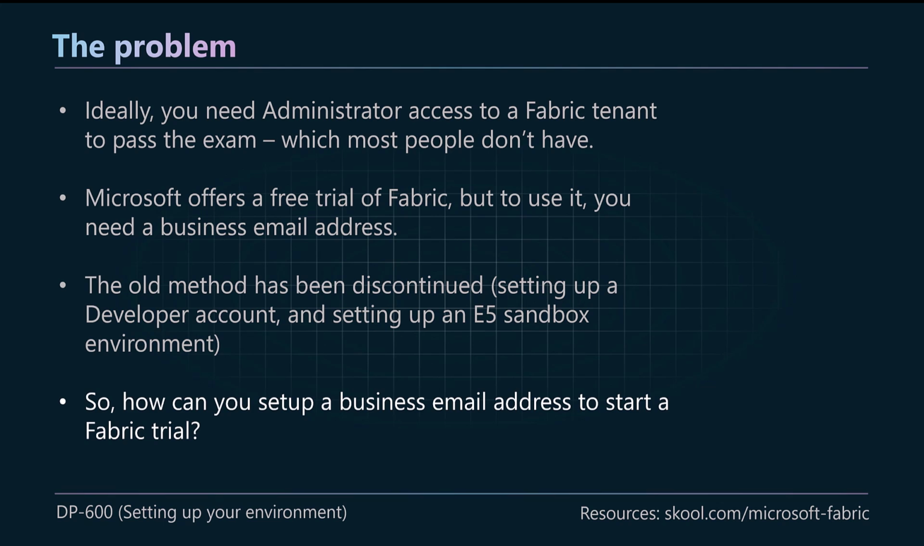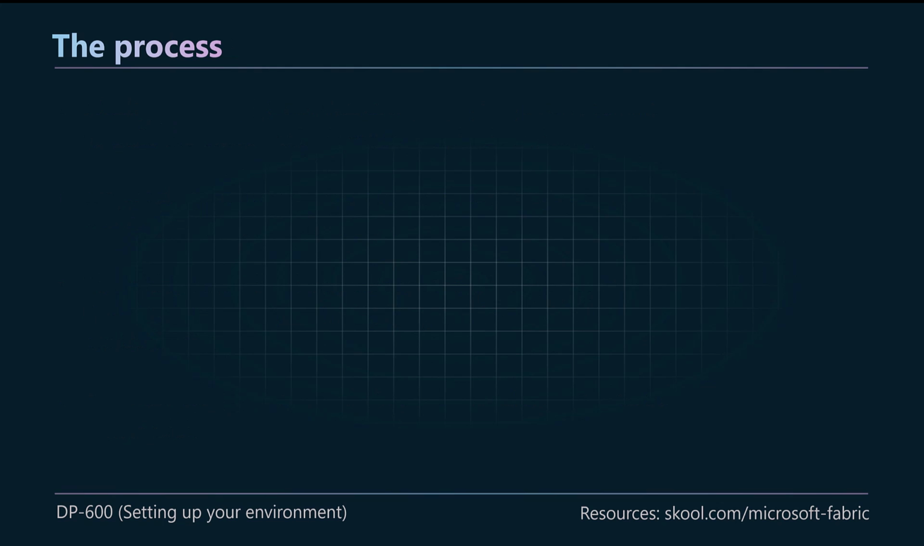So how can you set up a business email address to start a Fabric free trial, which you're going to need to set up a kind of sandbox environment to help you revise for this exam? Well, there's a bit of a four-step process. There's a few different ways that you can do this. This is probably the best method that I've seen. I'm just going to show you the process first, and then we'll walk through how to actually do this.